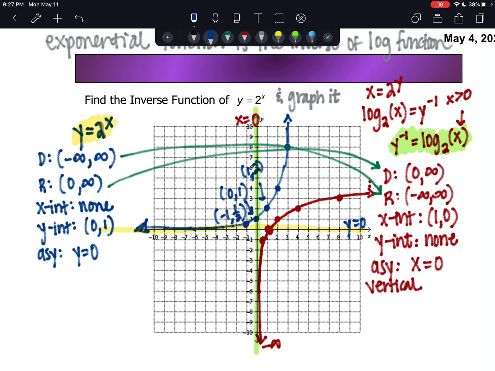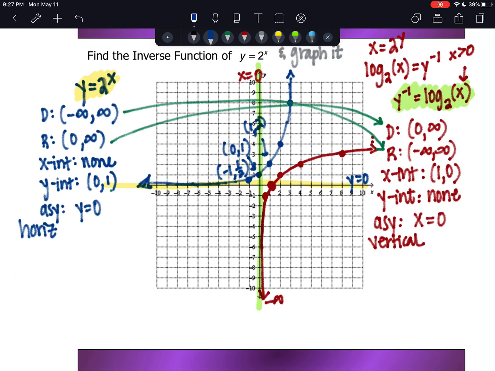So exponential functions have horizontal asymptotes, and logarithmic functions have vertical asymptotes. It's a pretty cool thing. So that's our inverses. The exponential function and the logarithmic function are inverses of one another. They are going to be symmetrical about the line y equals x. So I'm going to show you that. It's kind of a beautiful thing. It really, really is.